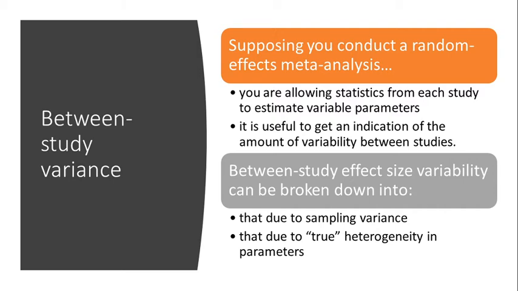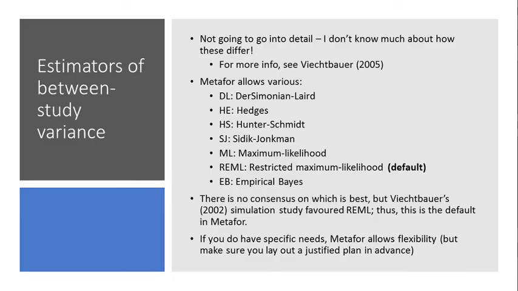So as Sam said, this between study variability in effect sizes can be either due to just sampling variance, or true differences in the parameters that you're estimating. And there's various ways of trying to pull those apart. Metafor has loads of functionality on this that, if you're just new to meta-analysis, you probably won't need or won't want to worry about.